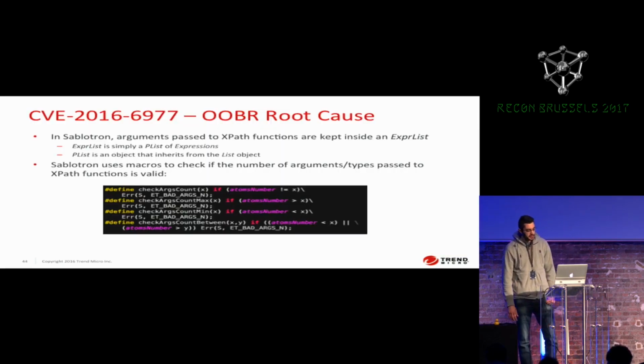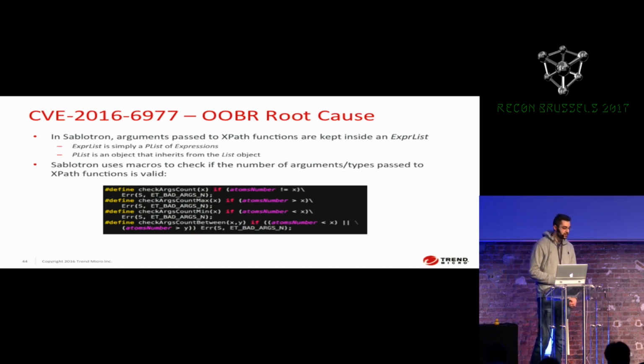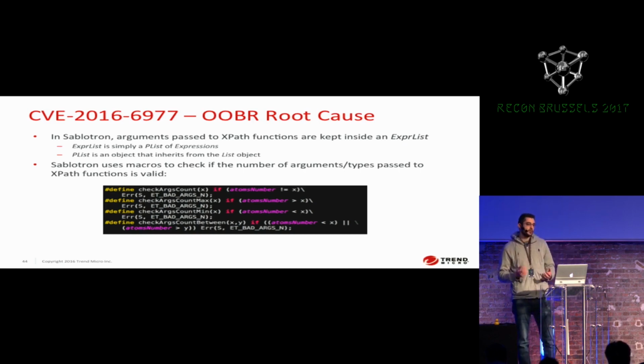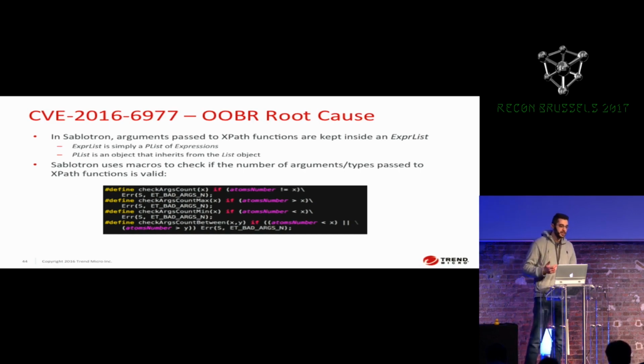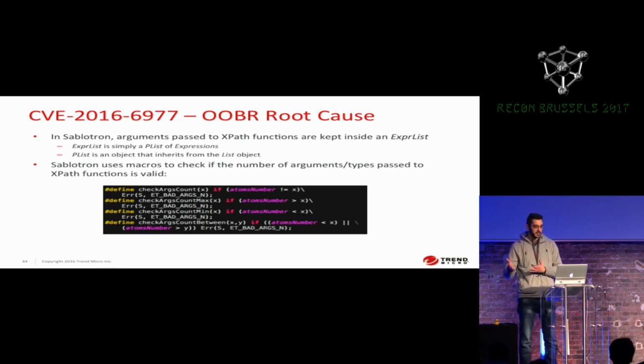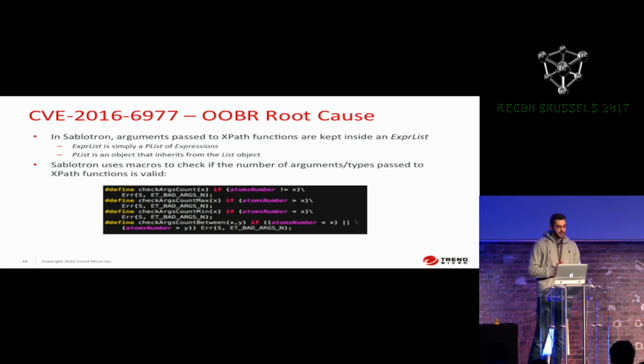So this one is in the way XPath functions are being handled inside Sablotron. Basically, the XPath functions in Sablotron check the arguments first, the argument types, and then they reference these arguments. And all the checks are done inside macros. For example, check args count basically checks if the number of arguments is right. If not, then it's going to bail out.